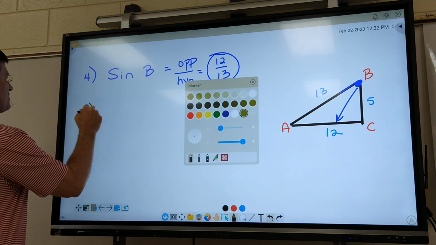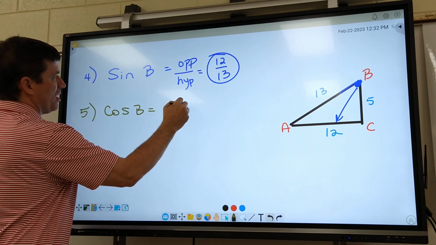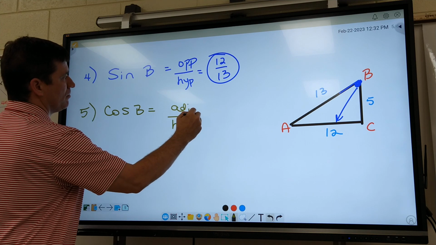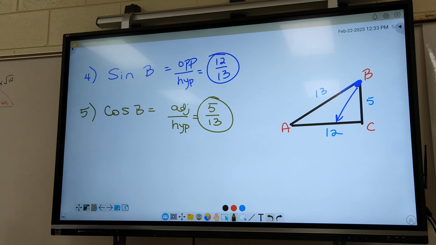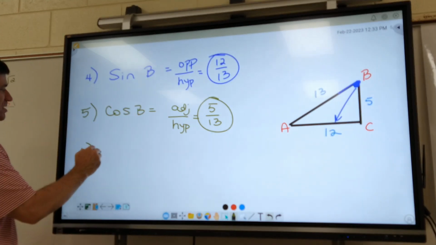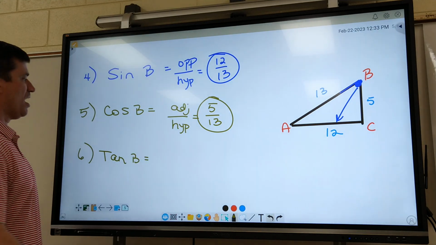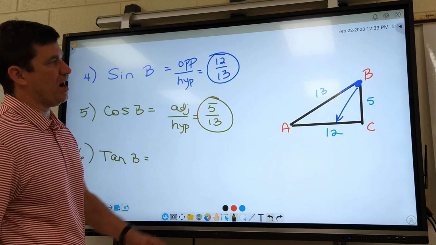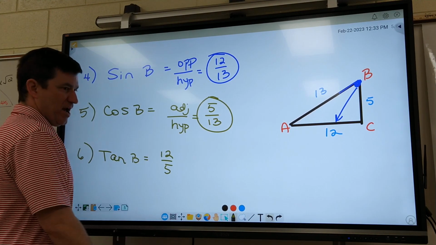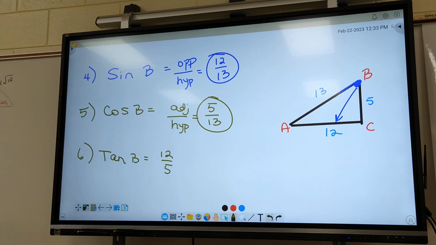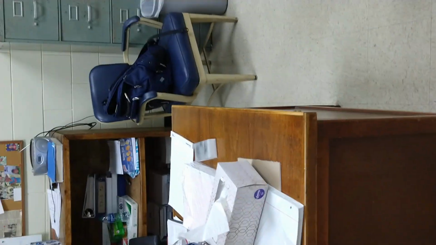All right, 5 says cosine of B. So I put my adjacent on top, my hypotenuse on the bottom. So that's going to be 5 over 13. And last for number 6, we have tangent of B, which is opposite on top, adjacent on bottom. So opposite is 12, adjacent is 5, so it's 12 over 5. All right, so you guys know how to do this. Y'all did it in 10th grade. Finish this up. Once again, y'all finished earlier than any class ever.